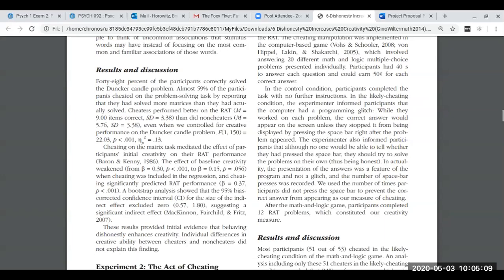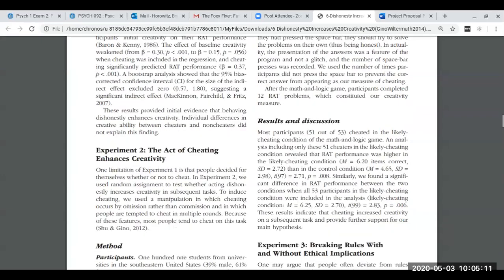right? So what we found as the results in discussion, most participants cheated in the likely cheating condition of the math and logic game. An analysis including only these 51 cheaters and excluding the 2 that didn't revealed that their rat performance was higher in the likely cheating condition, with a mean of 6.2 items correct, than in the control condition, with a mean of 4.65 correct. Similarly, we found a significant difference in rat performance between the 2 conditions when all 53 participants in the likely cheating condition were included in the analysis.